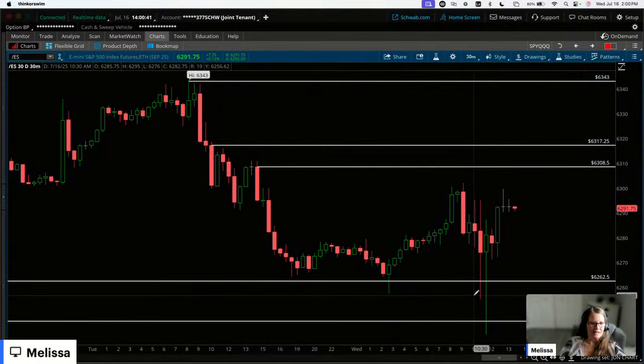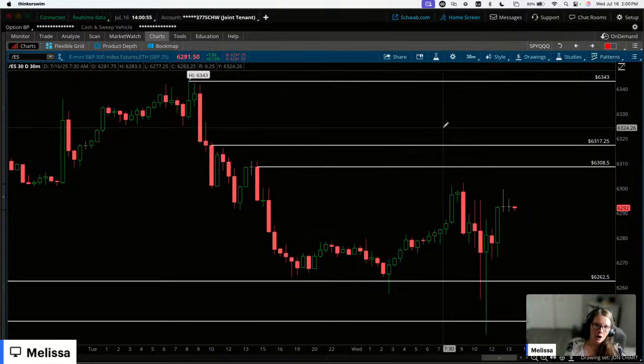So that is your imbalance zone or your buy zone to the downside, and then your sell zones are up here. All right, guys, I unfortunately am out of time, but I hope that you found this content valuable.